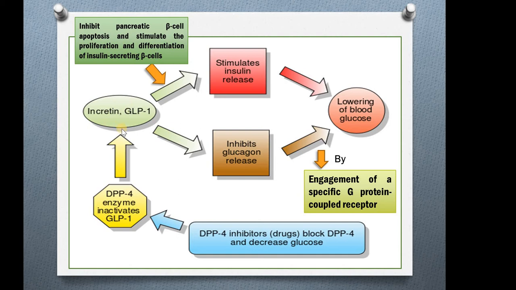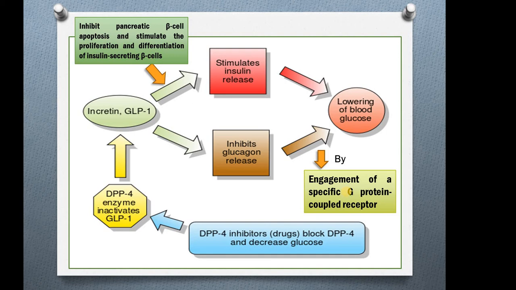As an example, we will see incretin. Incretin is a drug, like a glucagon-like peptide receptor agonist, used in the treatment of type 2 DM by stimulating beta cells, inhibiting beta cell apoptosis, and stimulating proliferation and differentiation of beta cells. So it will increase insulin release and inhibit glucagon release, resulting in lowering of blood glucose. The pharmacological mechanism is through a specific G protein coupled receptor.